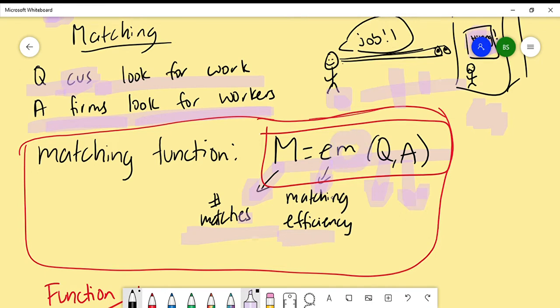M over here looks weird because I use the letter M, but it's sort of just like the letter F and then QA. It's just a normal function, except they're using the letter M because it makes more sense, since M stands for matching. So this isn't a variable or anything, it's just the function letter. Okay.